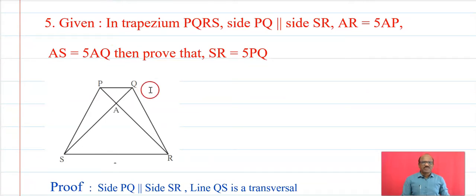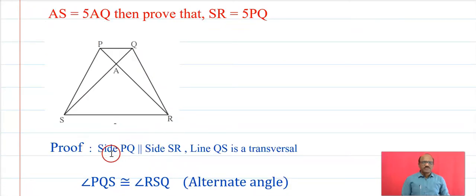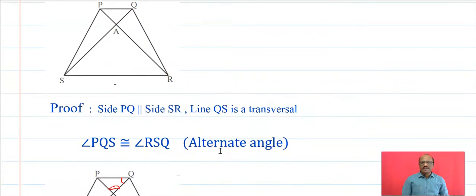In the trapezium PQRS, side PQ is parallel to SR. AR is equal to 5 times AP and AS is equal to 5 times AQ. Then show that SR is equal to 5 times PQ. Now the proof: side PQ is parallel to side SR, line QS is a transversal. Therefore, the measure of angle PQS is congruent to the measure of angle RSQ. These are the alternate angles.